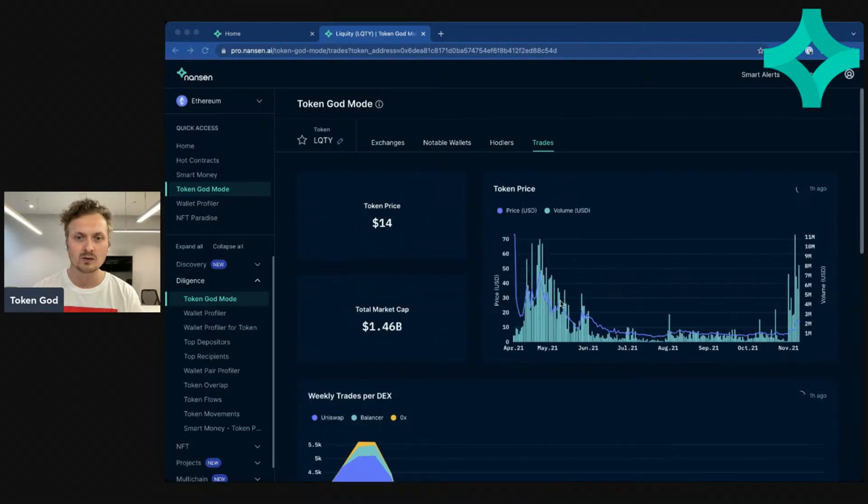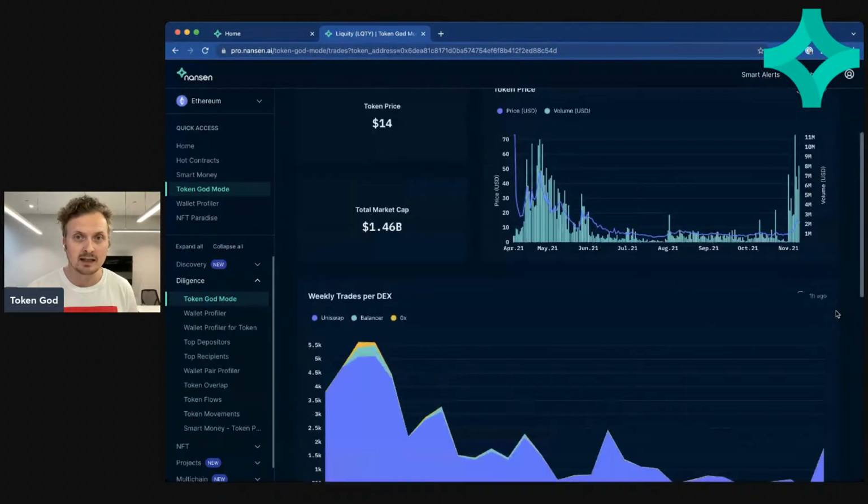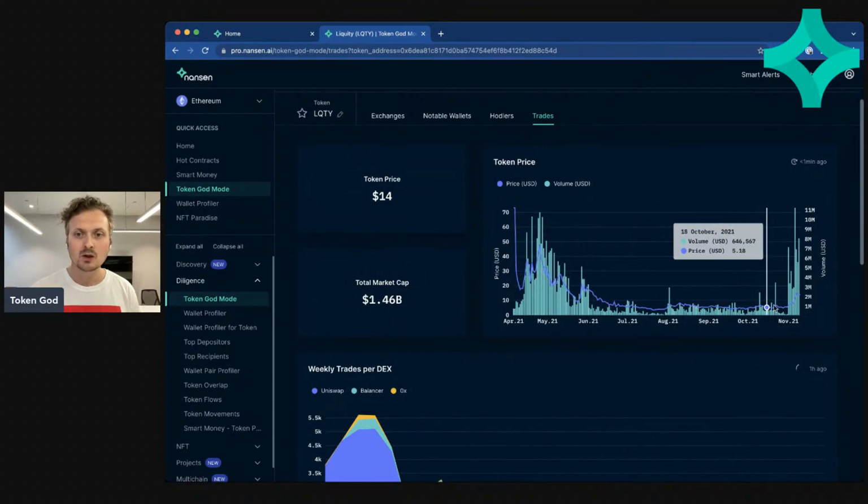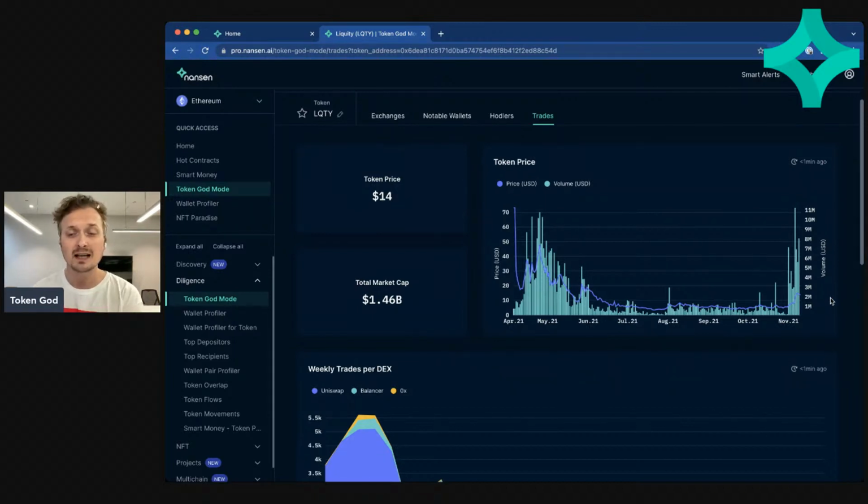So I'm in token god mode, looking at trades. It's quite clear that the volume has picked up a lot on DEXs lately. It had a lot of volume back in April, and it's been cooling down quite a bit along with the price. And the cool thing about looking at DEX volume is that in my experience, it tends to be a bit more correlated with the price action. If you look at centralized exchanges, there's so much wash trading going on that the volume charts become quite noisy. But when it comes to DEXs, you have a lot less wash trading, and often it's more interesting to see volume spikes. So that's one thing that you can see right away.